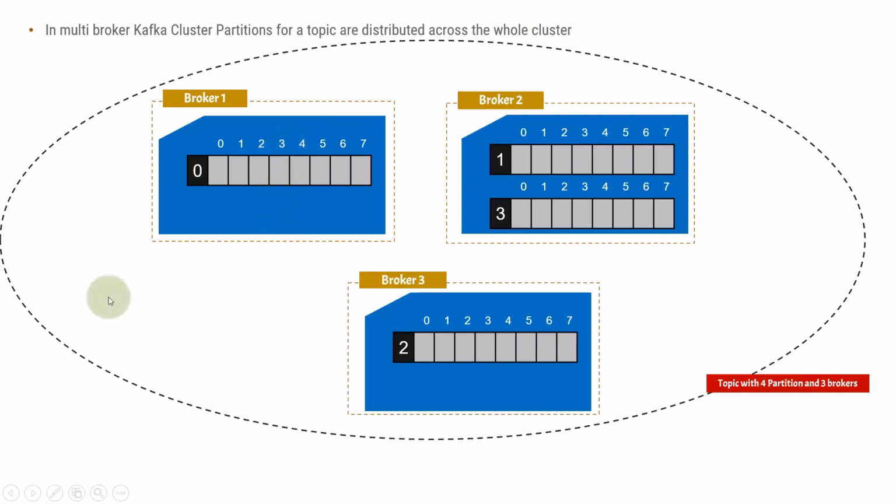Let's say you are publishing a message. The first message can go to this one, that is broker 1. The second message can come here, the third message can go here, and the fourth message can again go here, or the fifth message can again go here, because the partitions are distributed across the whole cluster. This is the scenario where you have a Kafka cluster and 4 partitions inside a single topic. So we are partitioning a single topic into 4 partitions, and the partitions are distributed across the cluster.